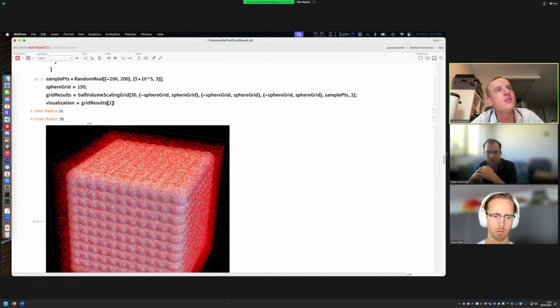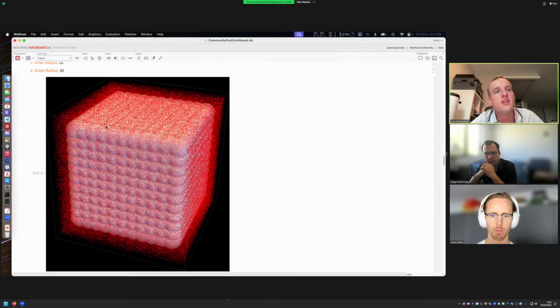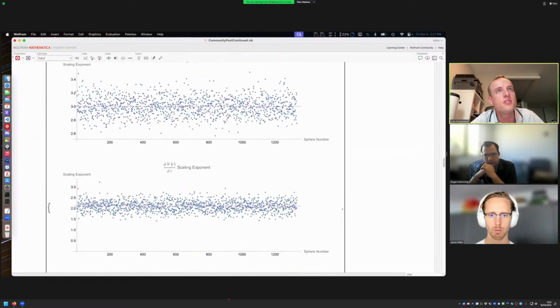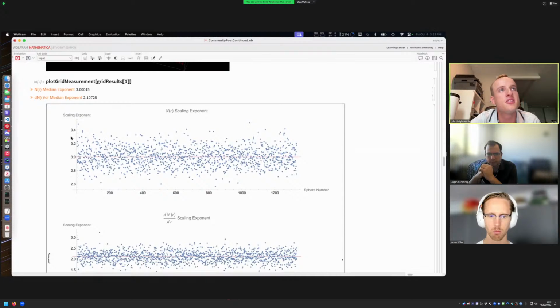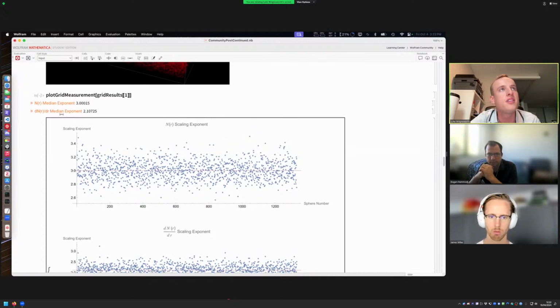This is with randomly generated points again. You get quite a large variation between measurements. The x-axis is sphere number, so it's arbitrary, just the order that the sphere was measured. And this is the scaling exponent. It fluctuates quite a bit between 2.8 and 3.2. But if you take the median measurement, you get exactly 3, so 3.000. And then the derivative, you get 2.